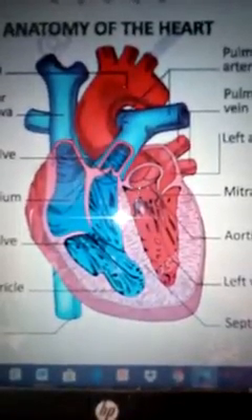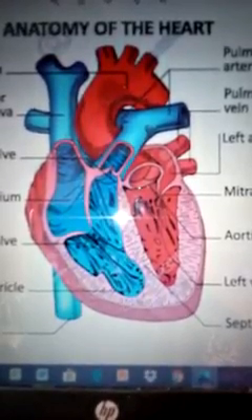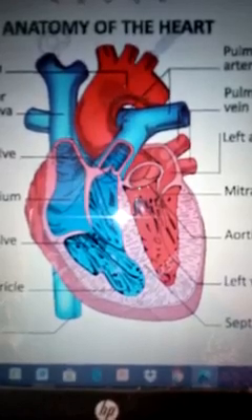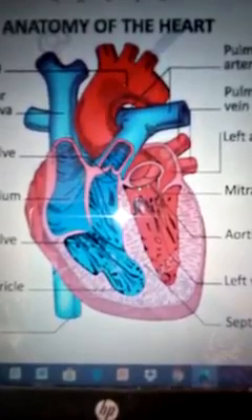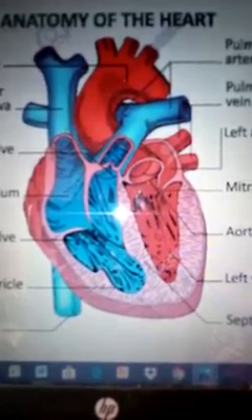We want to revise the circulatory system. We're going to take some parts of the circulatory system and talk about them one after the other. We want to talk about the heart. The heart has 4 chambers, the 4 chambers of the mammalian heart.